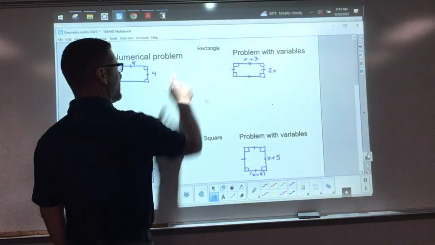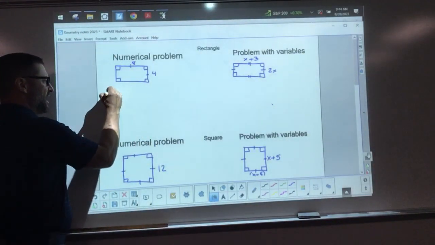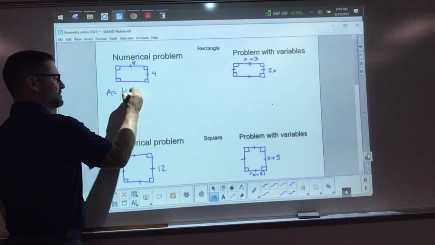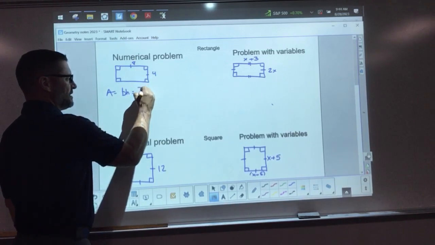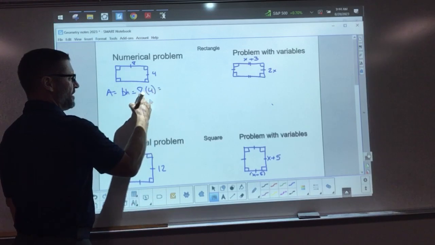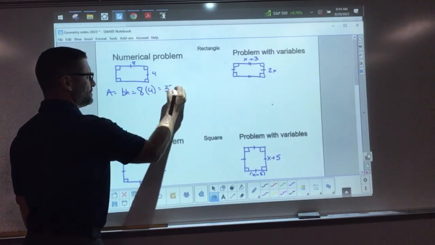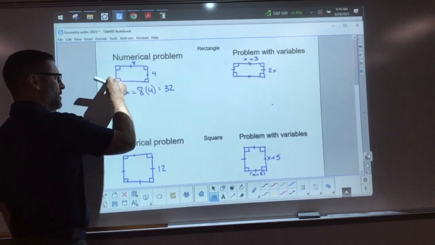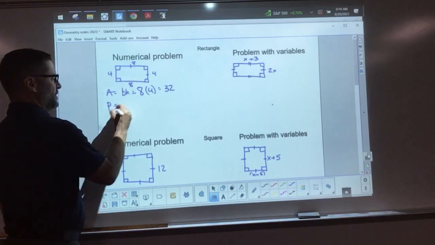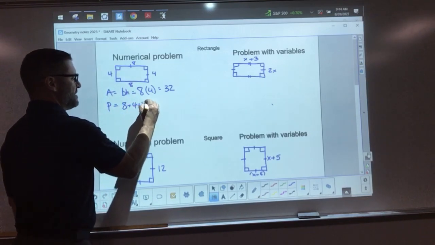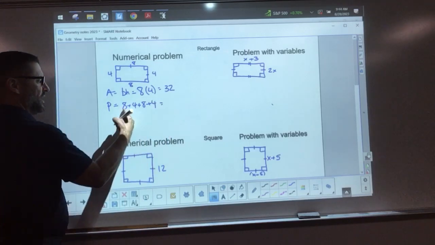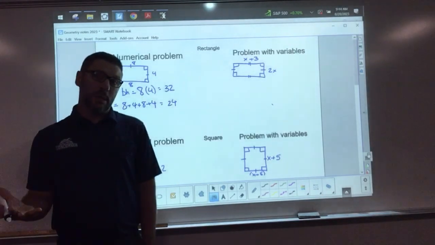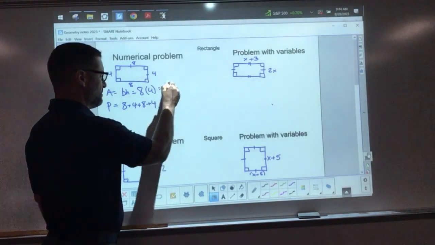So first of all, a rectangle, a numerical problem. The area of this rectangle, well, I have a base and I have a height. I take base times height. Base is 8, height is 4. The area is 8 times 4, or 32. For perimeter, I add up all the sides. 8, 4, 8, 4. So 8 plus 4 plus 8 plus 4. And out of that, I get 12 plus 12, or 24. That's a numerical one. The answers came out to be perfect numbers.